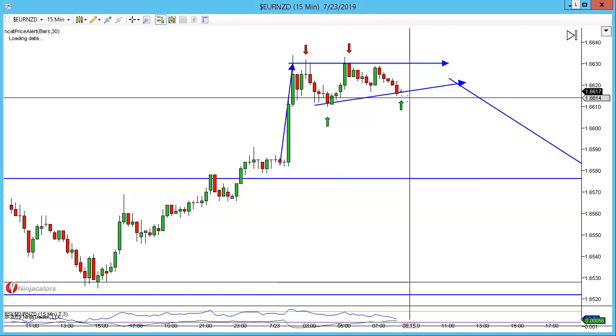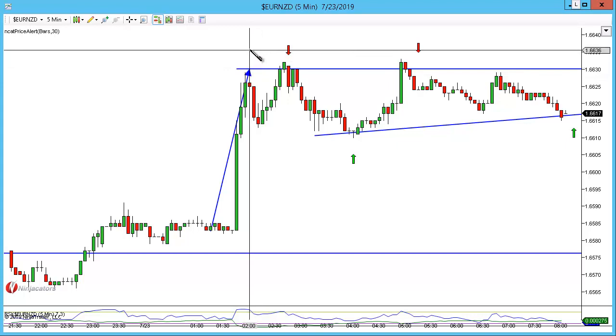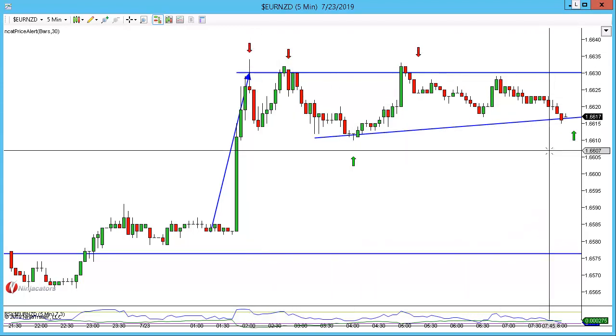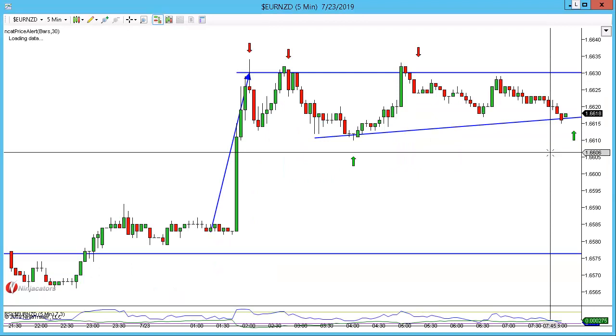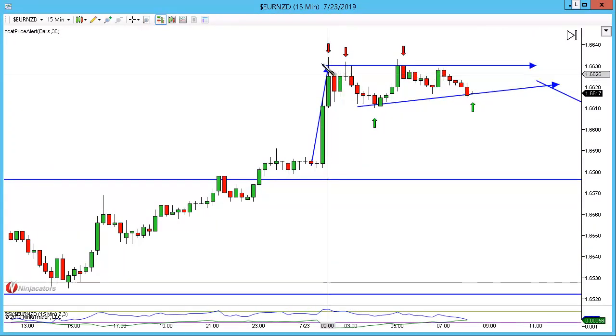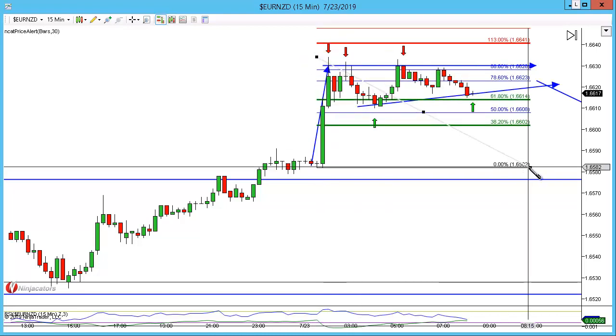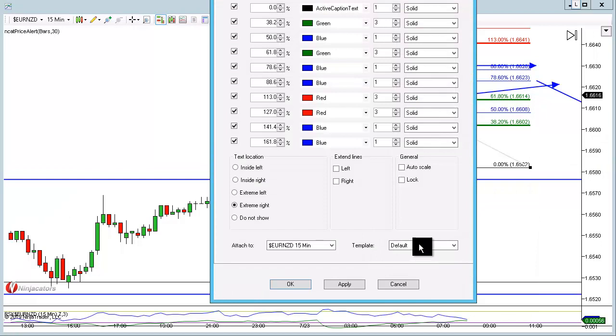But if we do go and take a quick look at the 5, we do actually have a double top here. So we could actually see the market come lower. So we want to be a little bit cautious. But it is valid here on the 15. Targets would be that 127.